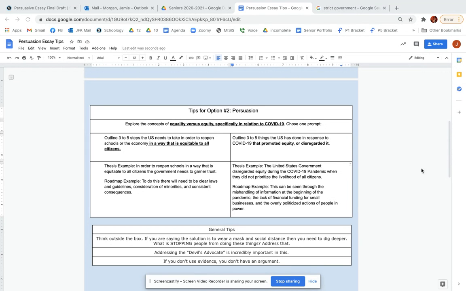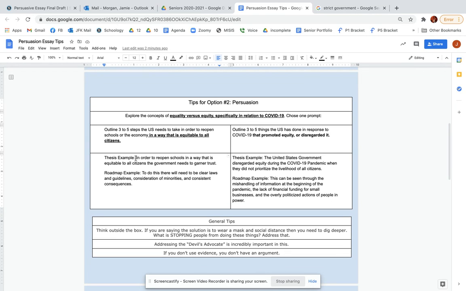So for the first one, outline 3 to 5 steps that need to happen in order for schools or the economy to reopen in a way that is equitable to all citizens. I don't want a thesis statement that's like schools need to keep their environment clean in order to open. Yeah, that's very obvious. We need to go a little bit deeper here, and we need to talk about this idea of equity versus equality and human nature. So what's the problem? In my opinion, one issue is that people do not trust the government right now, and that needs to be addressed in order for anything to change.